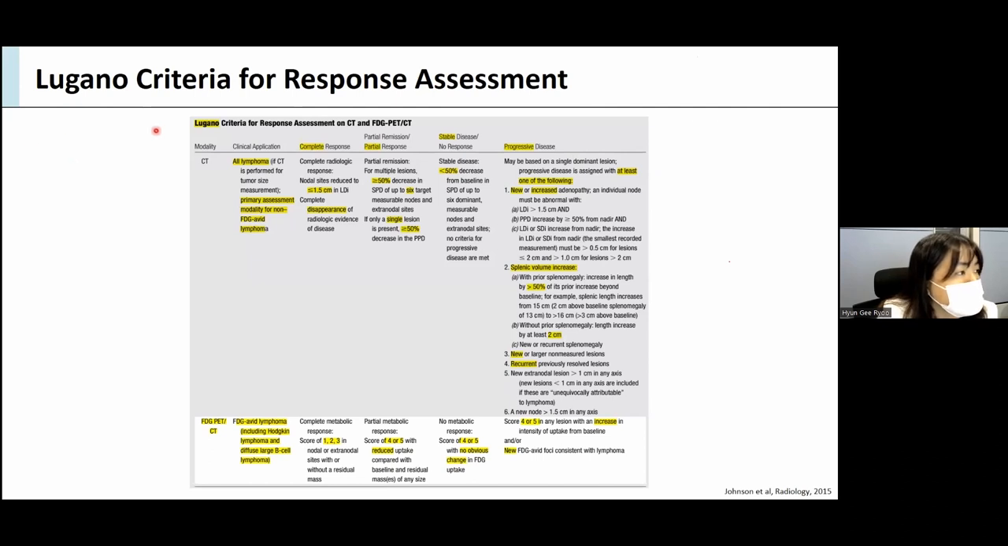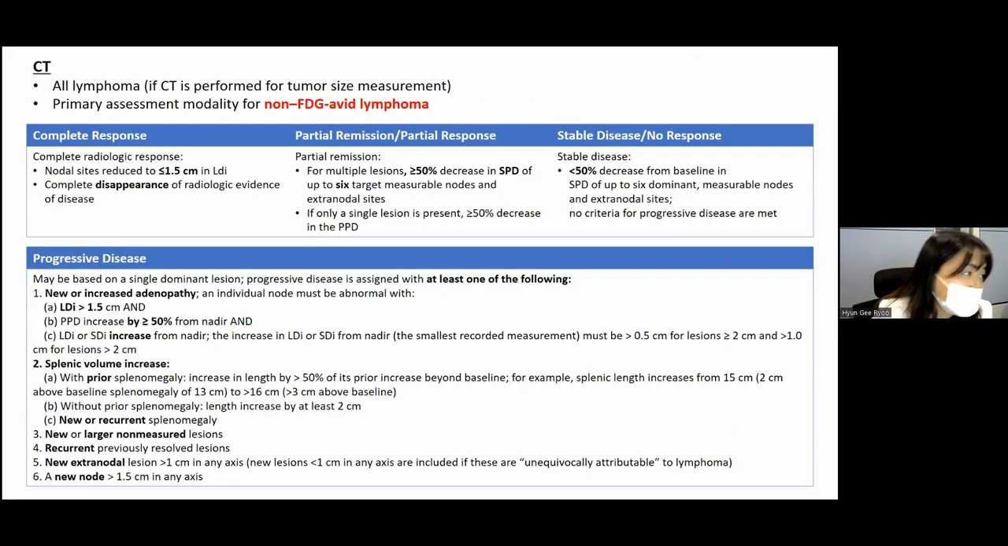And I would like to introduce the Lugano criteria for response assessment. For the known FDG avid lymphoma, we can assess the treatment response based on the finding of CT. And for FDG avid lymphoma, we can use FDG PET CT for the treatment response assessment.